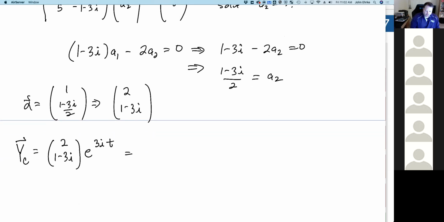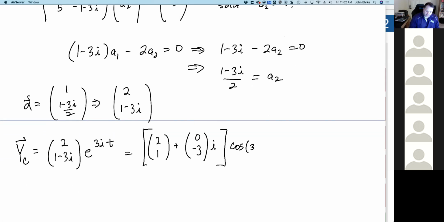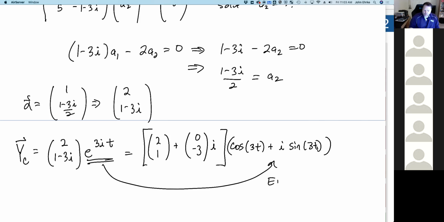I'm going to separate this into a real and imaginary vector. So this is 2, 1 plus i times 0, negative 3. So that's the eigenvector broken up into its real part, 2, 1, and its imaginary part. There's no imaginary part in the top, so it's 0, negative 3. And then e to the 3it, according to Euler's formula, is cosine of 3t plus i sine of 3t.